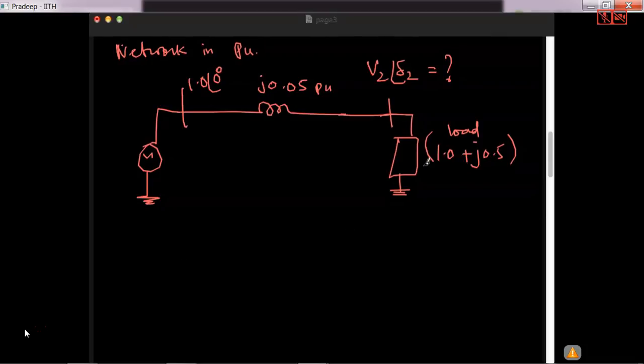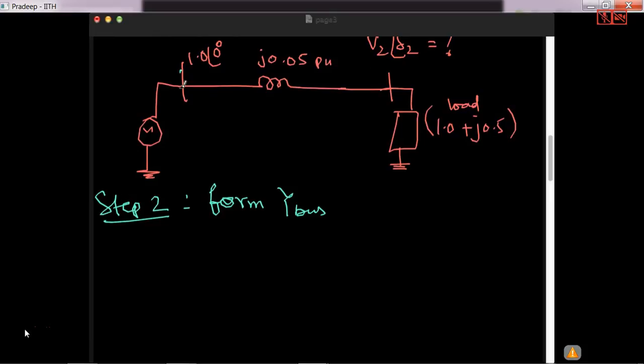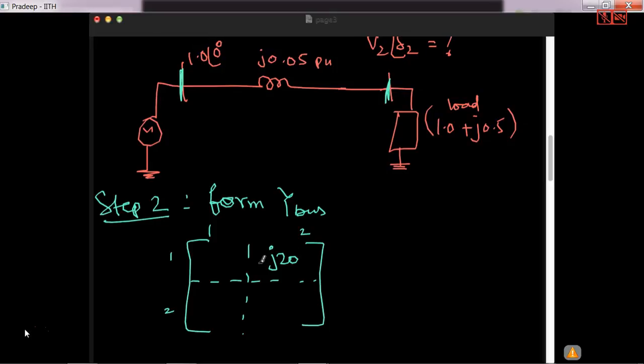So what is step 2? Form the Y bus. So how to form Y bus? Because this is bus number 1 and bus number 2, we have a 2 bus system. So I'll get 1, 2, 1, 2. Off diagonal element 1 by J 0.05 will be J20 with minus sign. The minus sign will be cancelled. So you have done this many times. This is my Y bus.